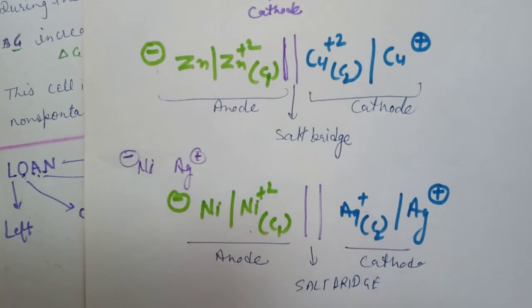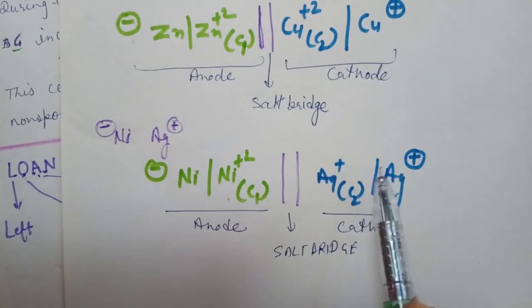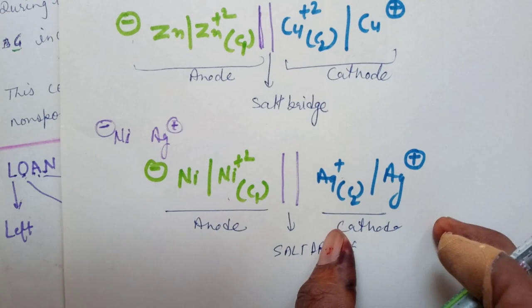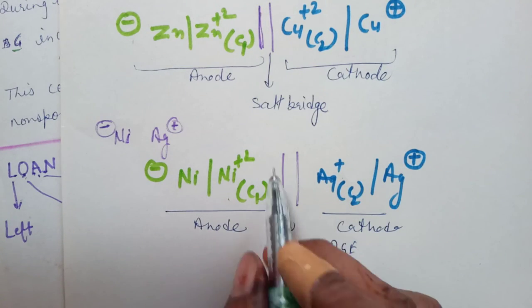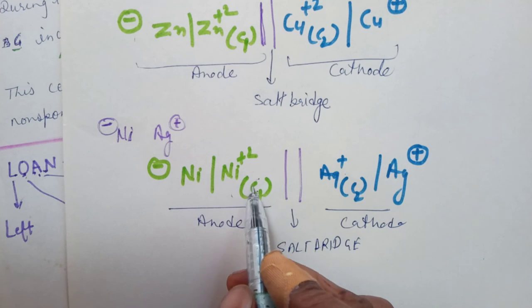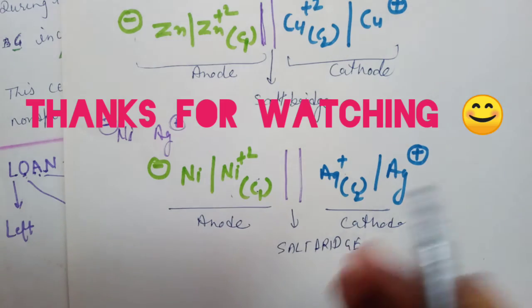You can identify very easily if any galvanic cell is written in this way. Always this part will be the anode, this part will be the cathode, and this will be the salt bridge. Clear? Here the concentrations will be given, C1 and C2 are just placeholders. In any problem or question, the concentration will be given.